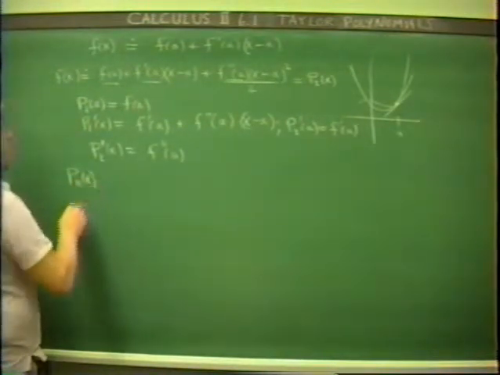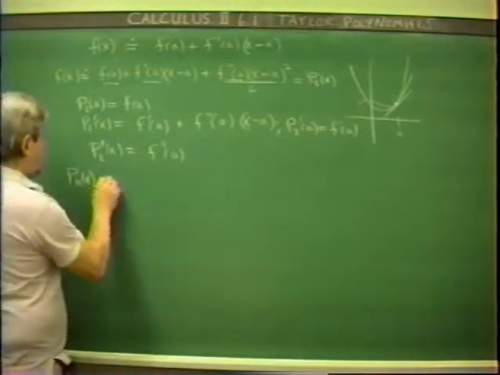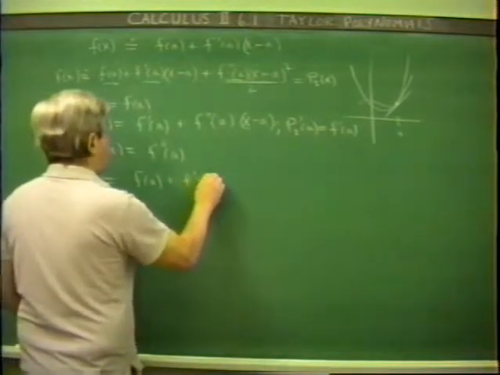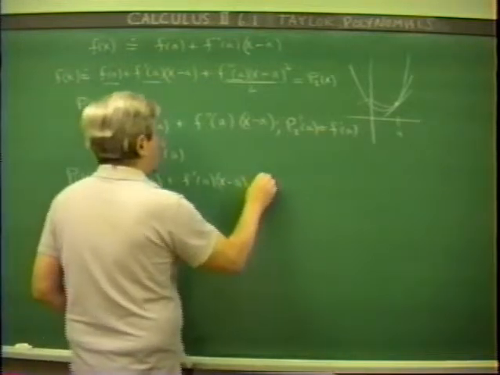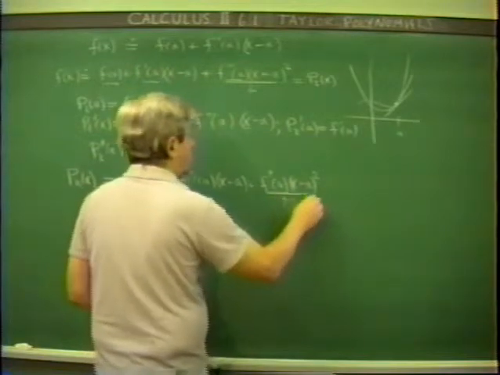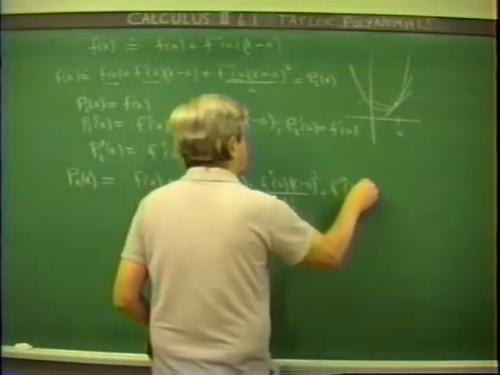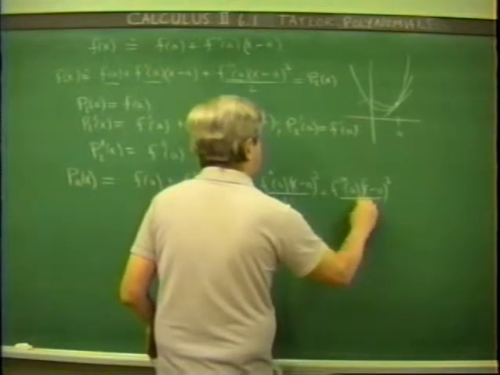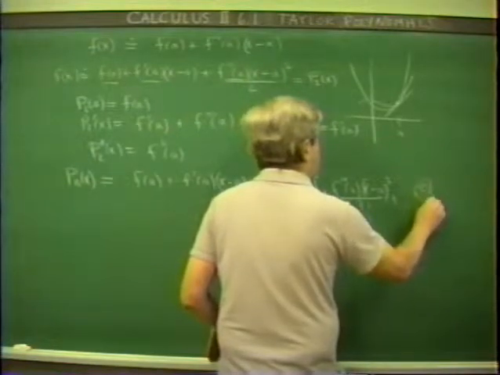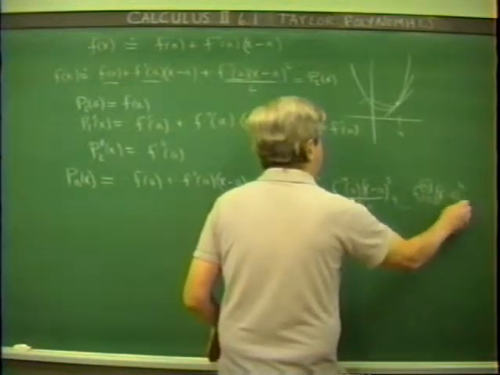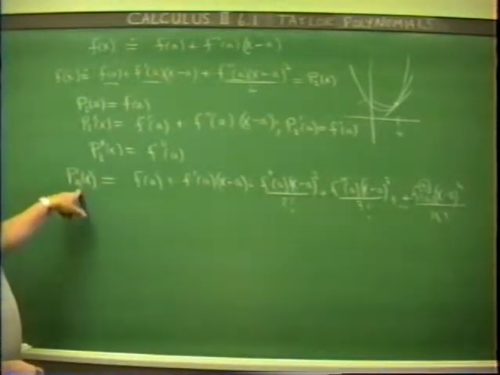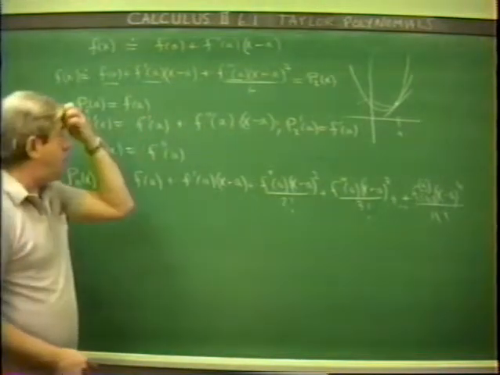This can be generalized here to what's called the Taylor polynomial. Pn of x equals f at a plus f prime of a times x minus a plus the second derivative at a, x minus a squared over 2 factorial, plus the third derivative at a, x minus a cubed over 3 factorial, plus and so forth here, the nth derivative at a, x minus a to the nth power over n factorial. This is the nth Taylor polynomial, and it presupposes that the function f of x is n times differentiable.